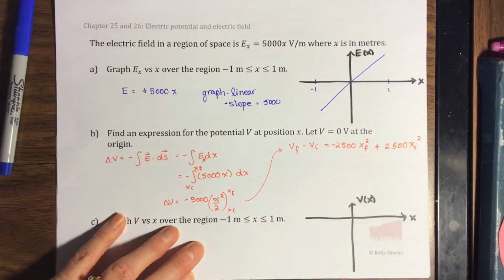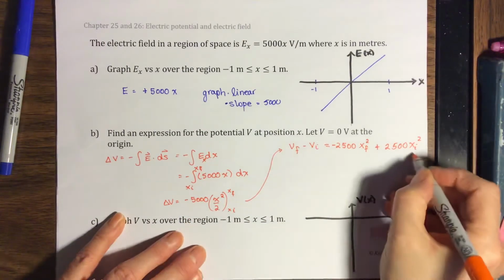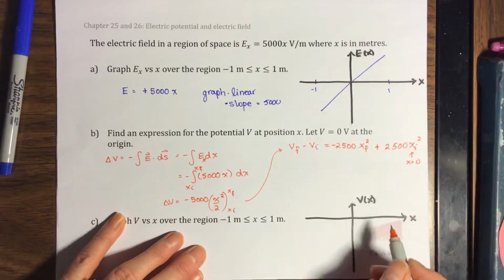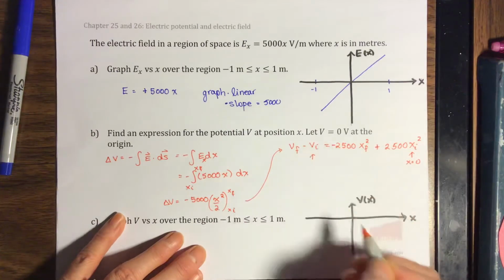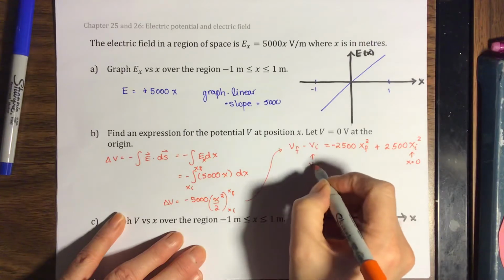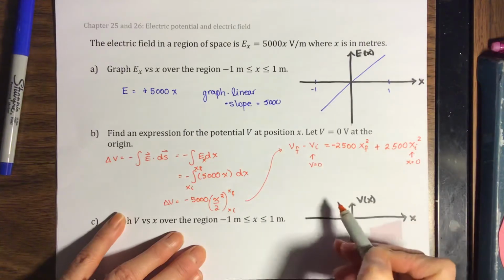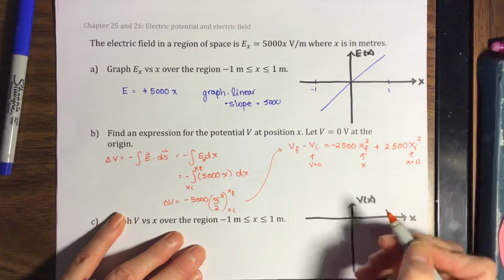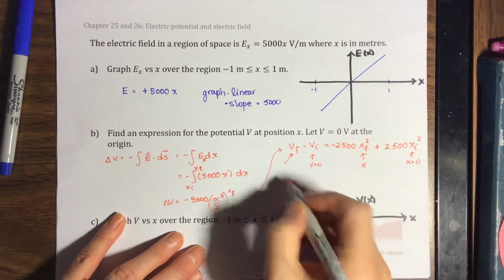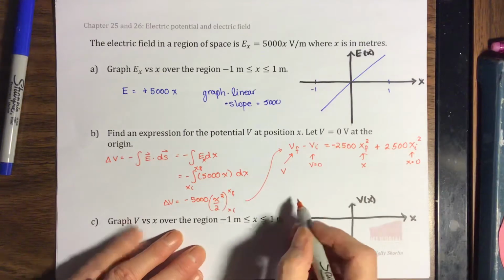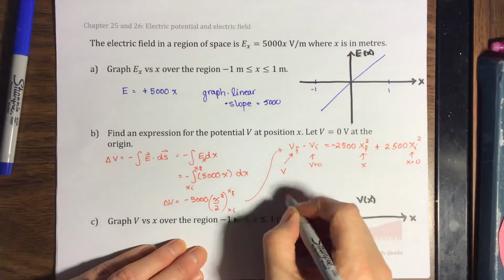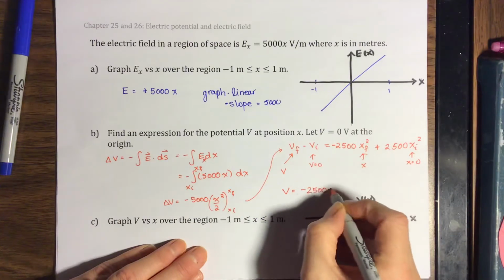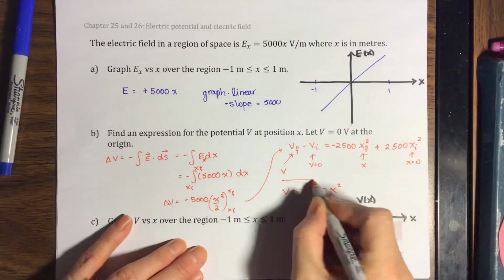Now let's put in our initial conditions. If x is equal to 0, normally that's what we say the initial point is, our potential is equal to 0. Okay, so those guys are going to be 0. And then typically, instead of saying x final, we would just say x, and instead of saying V final, we would just say V. So our final expression would be V equals minus 2,500 times x squared.